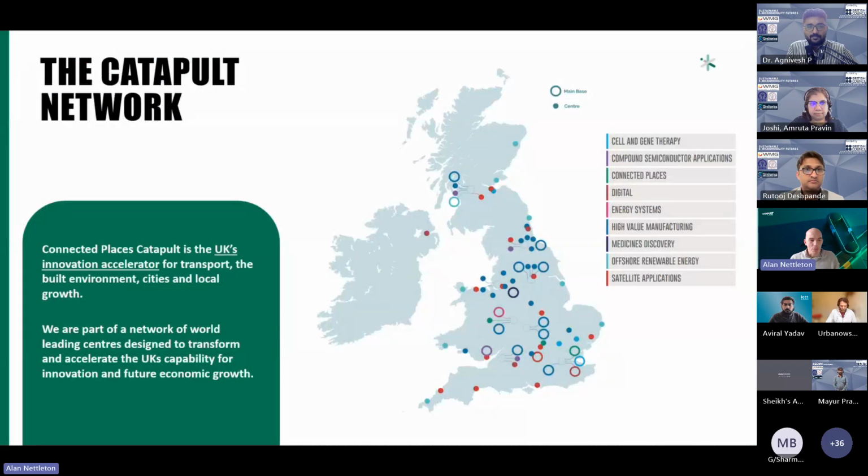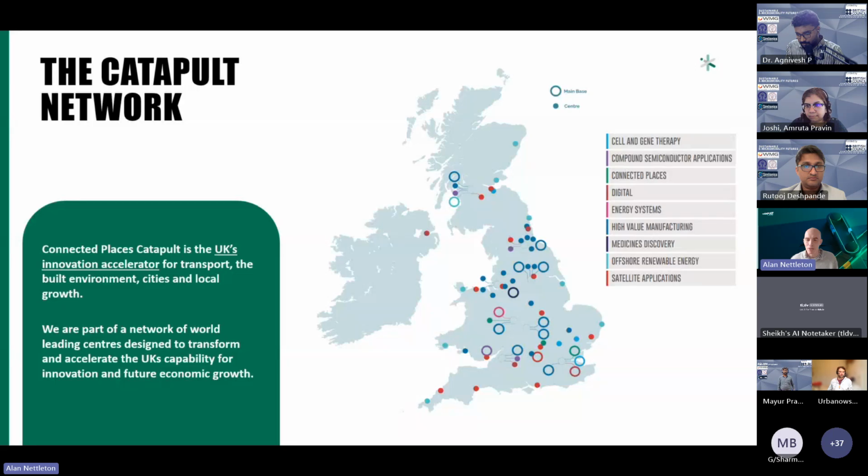Connected Places Catapult is the UK's innovation accelerator for transport, the built environment, cities and local growth. We're one of a network of catapults. Warwick Manufacturing Group is also part of the Catapult network, as part of High Value Manufacturing Catapult, as you can see on the slide. We are established by Innovate UK, the government innovation agency, to help business transform great ideas into valuable products and services, provide access to expertise and facilities, and foster collaboration between industry, government, research organisations and academia.